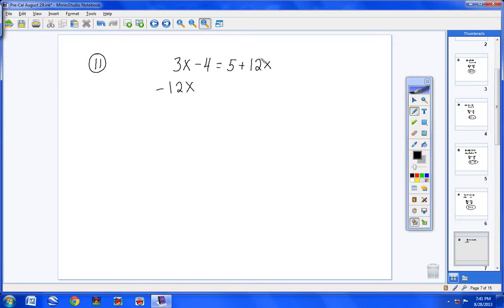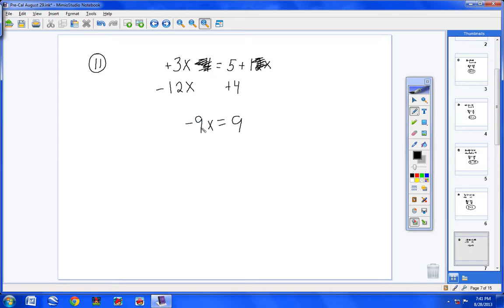I brought it over, now it's gone. Now I'm going to bring this negative 4 over. When I bring this negative 4 over, it's going to become a positive 4. So notice now my negative 4 is gone. So it looks like I'm left with, on this side over here, positive 5 and positive 4 is positive 9. And over here, use a calculator if you need to. You've got a positive 3 and a negative 12. Combine those, you get a negative 9x.